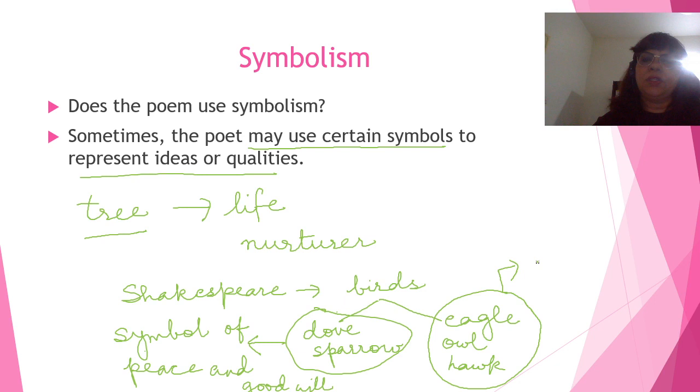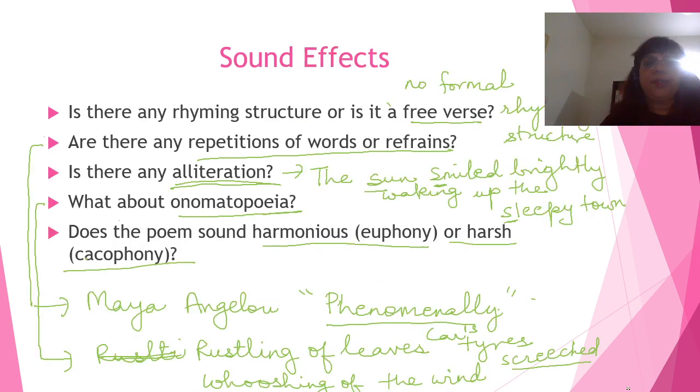Sound effects. I've talked about sound effects. This sound effects part: the first one, we're talking about rhyming structure or free verse. That works for poetry, not for prose, obviously. So you can check out the rhyming structure. You can also see if it has no rhyming structure. You can say, hey, this is a free verse, which means there is no formal rhyming structure. So you get points when you add these kind of words.